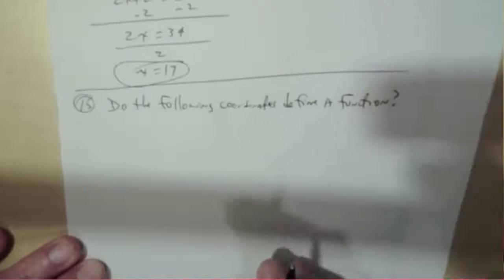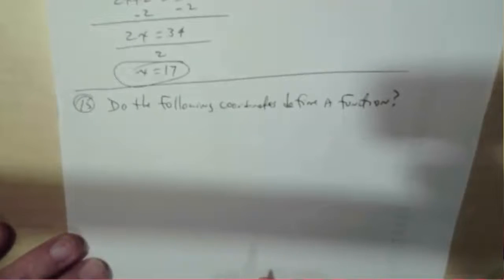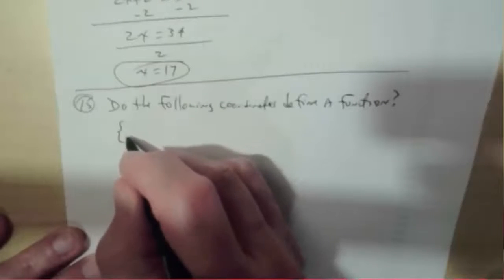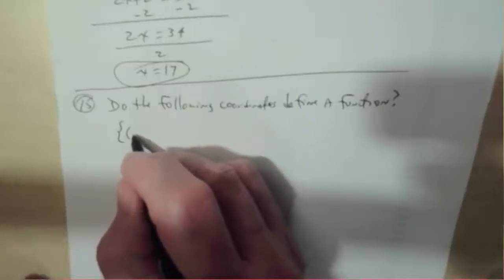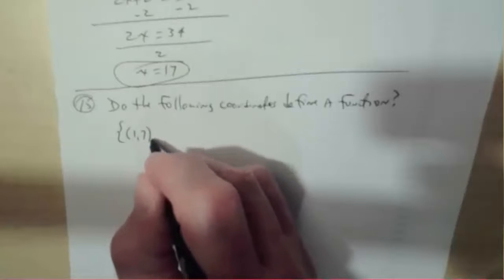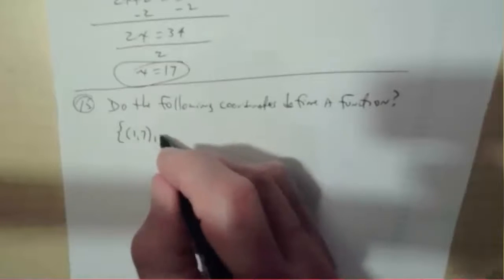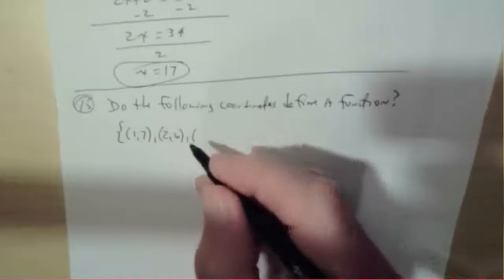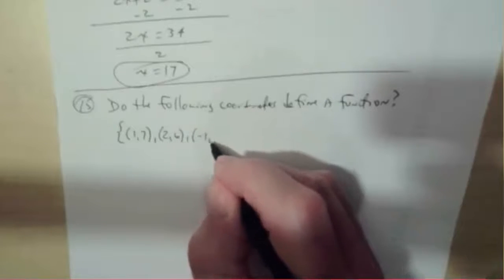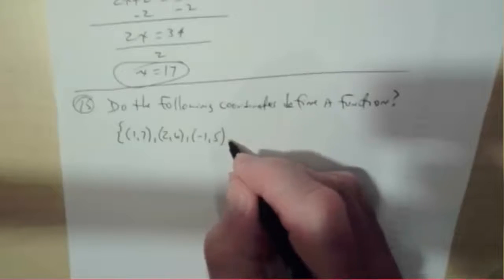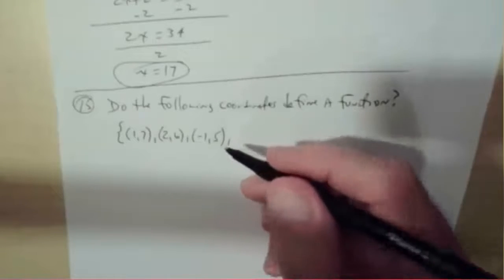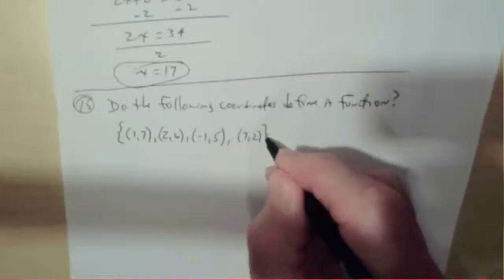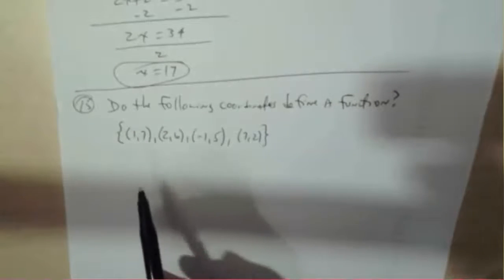Okay, do the following points define a function? So if we have a set of points: (1, 7), (2, 6), (-1, 5), and (7, 2). Do these define a function?